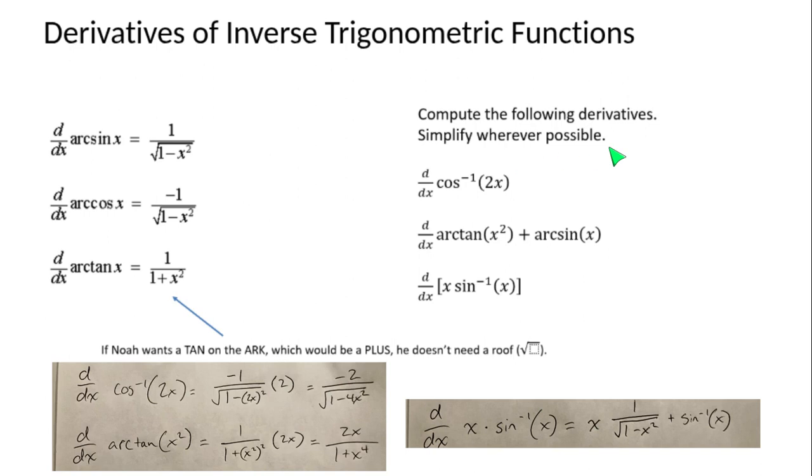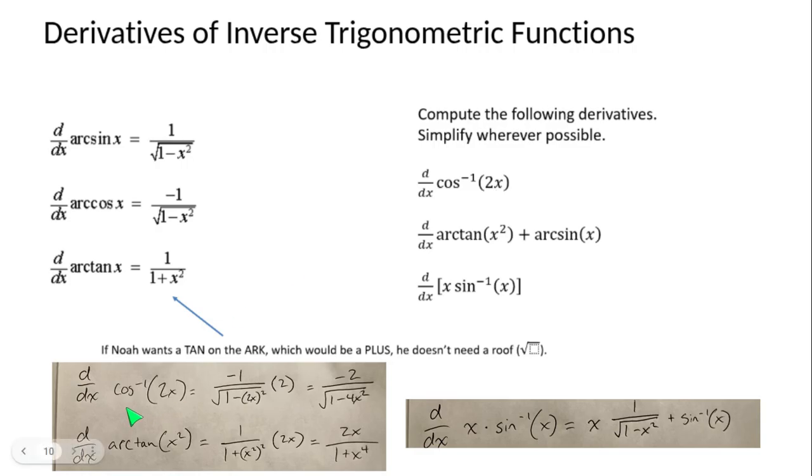We're going to simplify wherever possible. So, the derivative of inverse cosine of 2x. Well, what's that going to be? Notice that the inner part is 2x. So when I do the derivative of the outside with the inside the same, I need to put a 2x in the variable spot, not just an x.